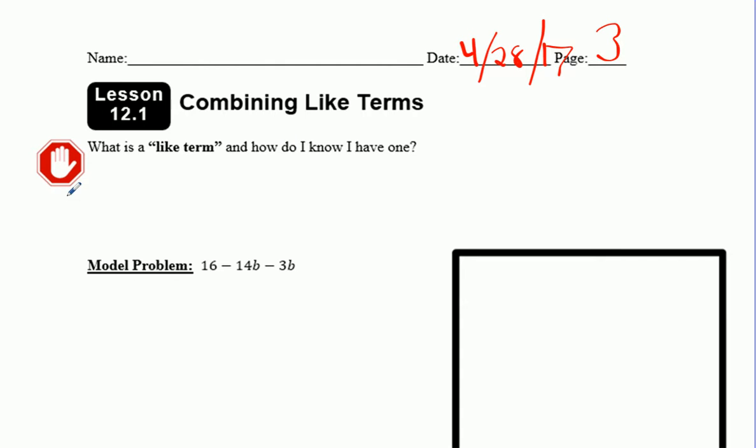All right. So the first question I want you to think about, this is a stop and jot question. So stop what you're doing, think about it, write down an explanation for this. What is a like term, and how do I know I have one? And what I'm going to add to this question is, can you give me an example of 2 things that have like terms? You need to pause the video, but I'm going to go on in a minute. So what is a like term, and how do I know I have one? This is independent, stop and jot. Go.